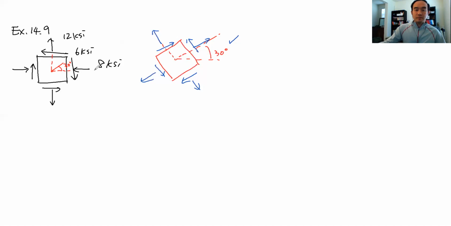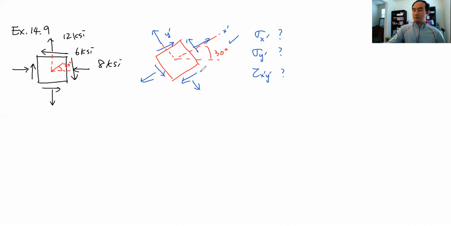And sigma, so it's going to be sigma x prime, sigma y prime, and tau x prime y prime. If I define this axis as the x prime axis, and this is going to be the y prime axis, right? Okay, so this is a very typical problem, and we can easily solve it using the Mohr circle.